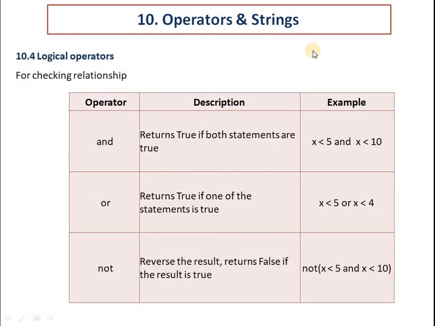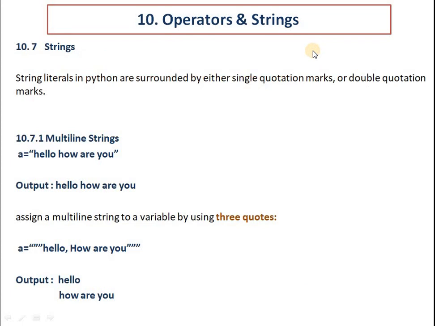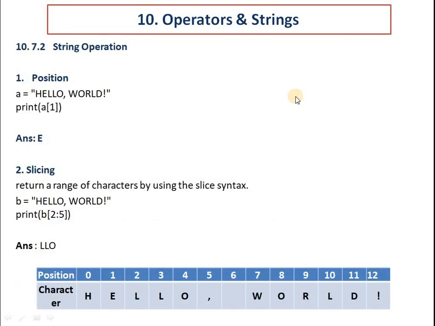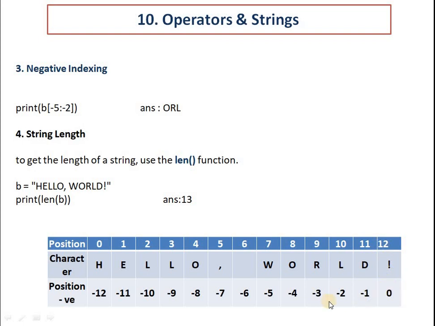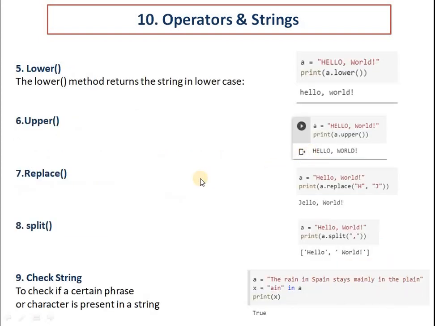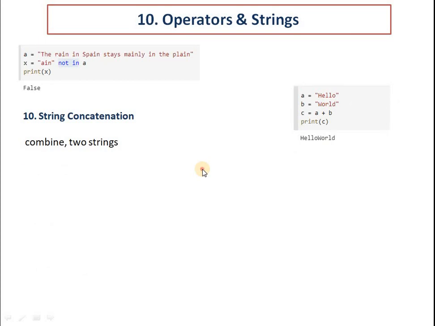Then we discussed each and every operator in detail, and we moved to a concept called strings. There were various operations like positioning and slicing. It had positive indexing as well as negative indexing, and we had seen various functions that we used with the strings.